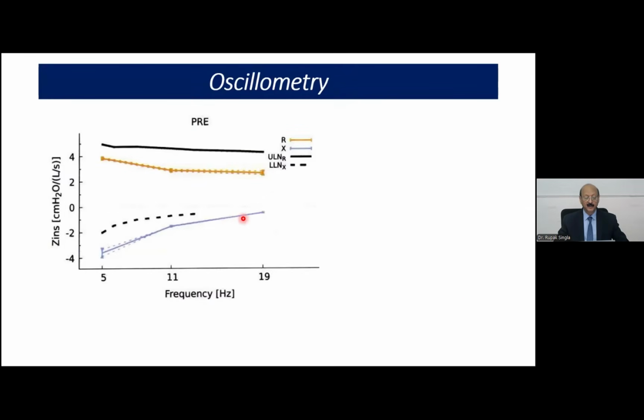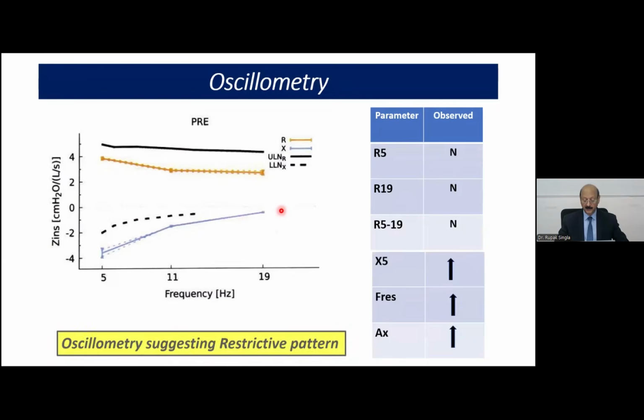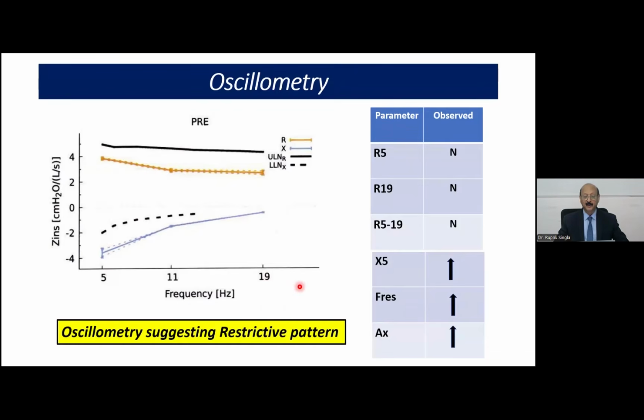Look at the graph now. So the R5 and R19, they are below the black line, that is, they are within the normal range. R5 minus R19 is also normal. This is regarding the resistance part. And the reactance X5 is more negative, F rest is increased, and the area of reactance is also increased. So as we work, more restrictive pattern.